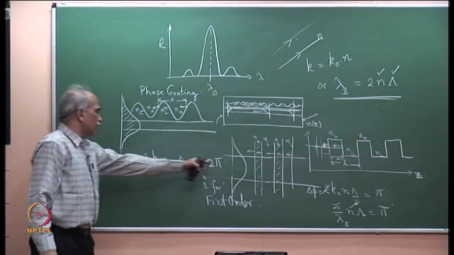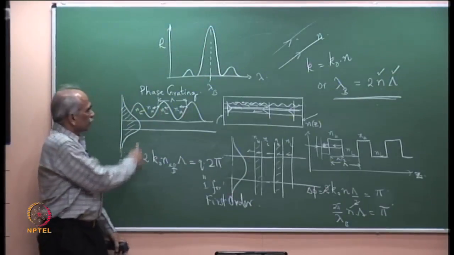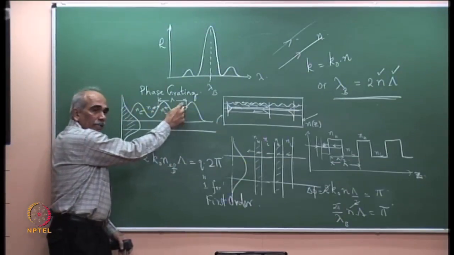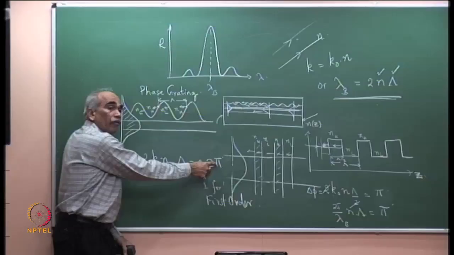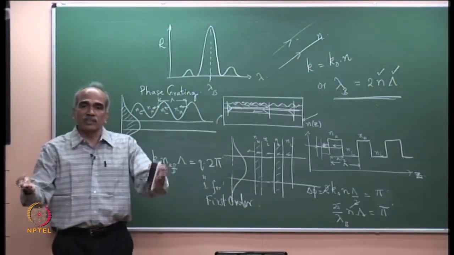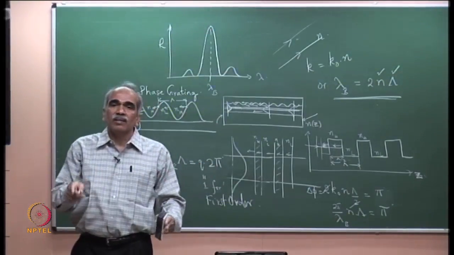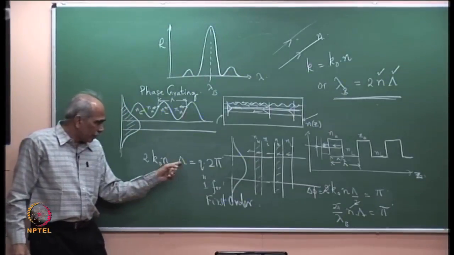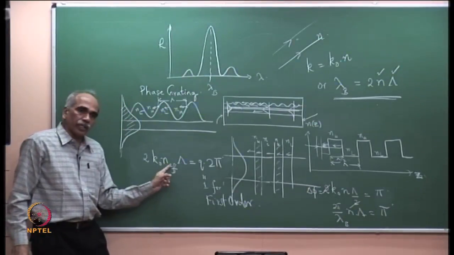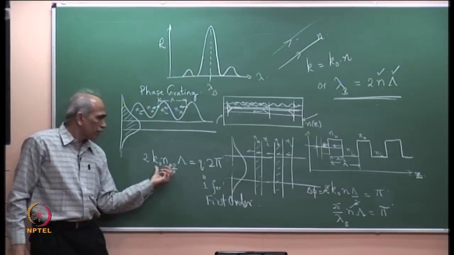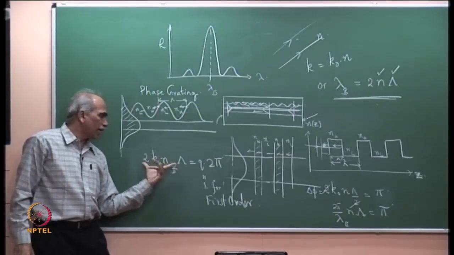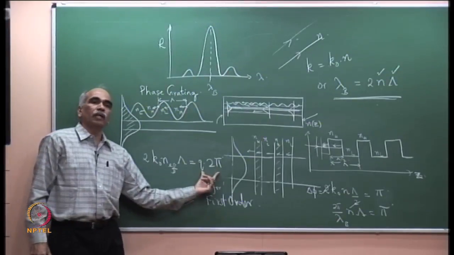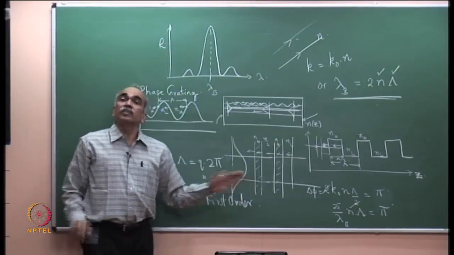If you simplify this, how did I write this? The round trip phase within one period is an integral multiple of 2 pi. General condition for resonance: round trip phase is an integral multiple of 2 pi. Round trip phase is twice wavelength into phase constant, k0 into n effective. This is k, the phase constant, multiplied by the distance in one round trip, 2 lambda, must be equal to an integral multiple of 2 pi. There is nothing to remember.